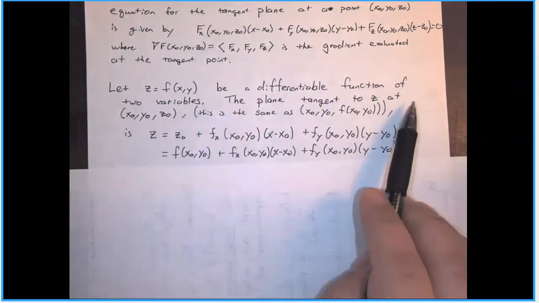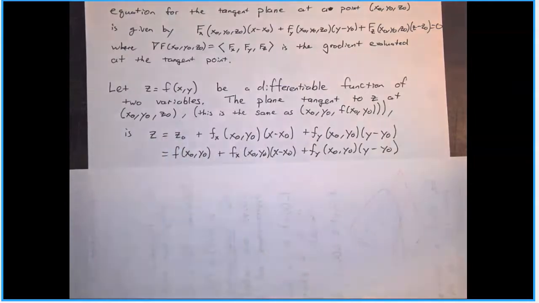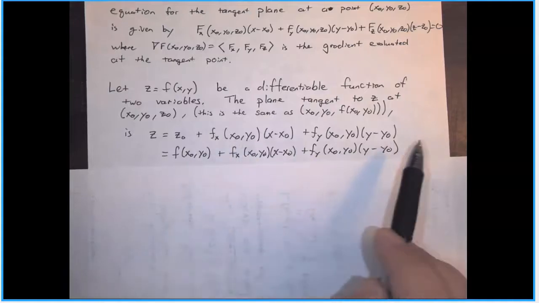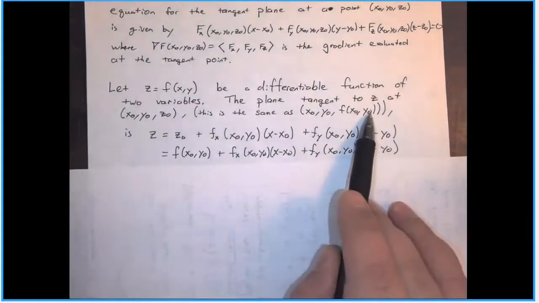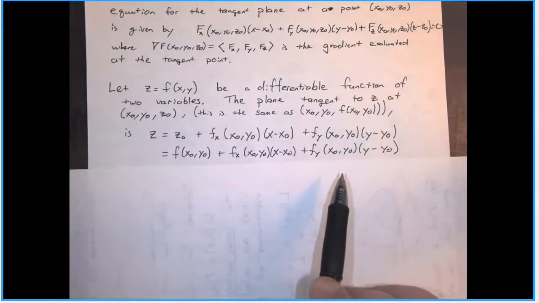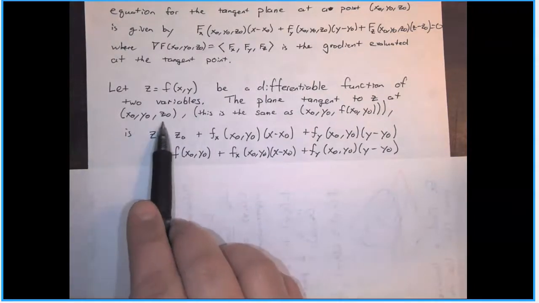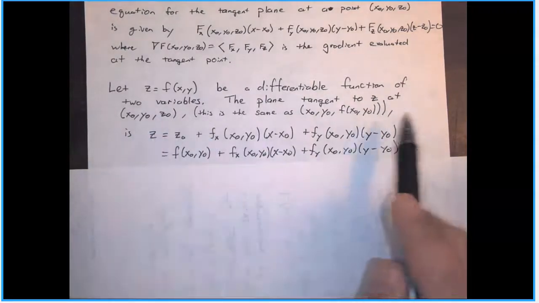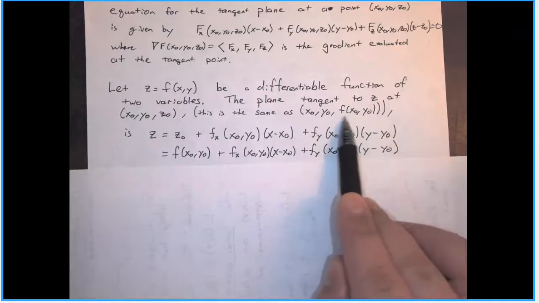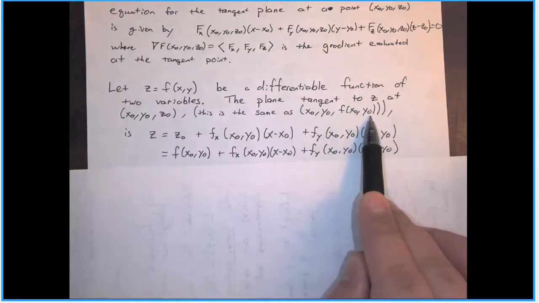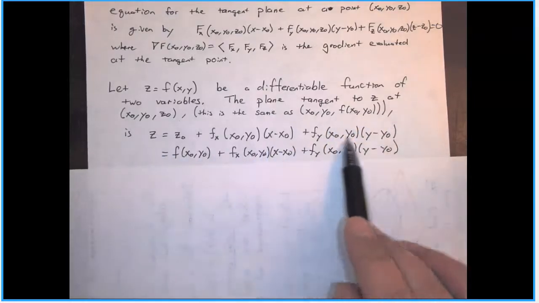If we assume this is a differentiable function of two variables, meaning that the partial derivatives exist and are continuous on the domain, then we can define the tangent plane to this surface, f of x, y, or this function z, at a fixed point, x naught, y naught, z naught, where here z naught can also be represented by the function value, f of x naught, y naught. And this is the expression for the tangent plane.